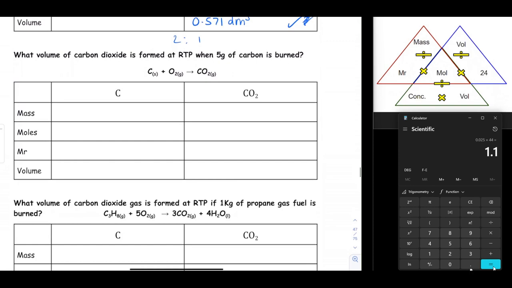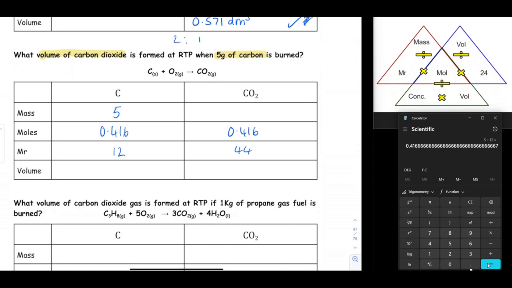What volume of carbon dioxide is formed at RTP when 5 grams of carbon is burned? So I'm looking for the volume of carbon dioxide, and I've got 5 grams of carbon. So I just put in what I know. 5 grams of carbon, the MR is 12. The MR is 44 over here in case I need it. So I just do 5 divided by 12. That'll give me my moles, which is 0.416. I've got a 1-to-1 ratio, so I've got 0.416 over here.